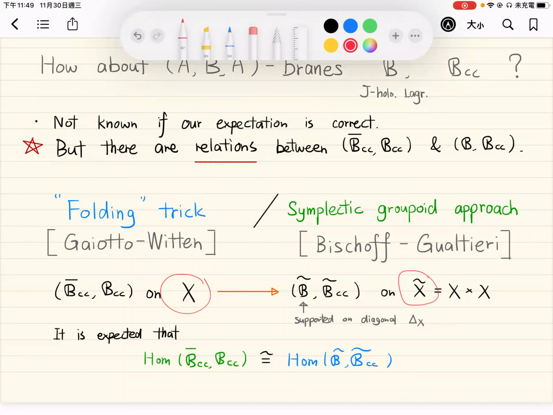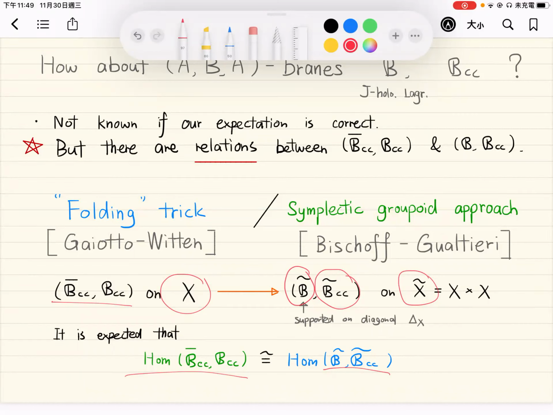And there is a canonical brane supported on the diagonal of X. I will call it the B tilde. And originally, the pair of the B_cc-bar-B_cc system will give you a single brane, call it the tilde B_cc on the double of the manifold. And it is expected that the morphism space for the B_cc-bar-B_cc system can be computed by the morphism space for the B tilde-B_cc tilde system.